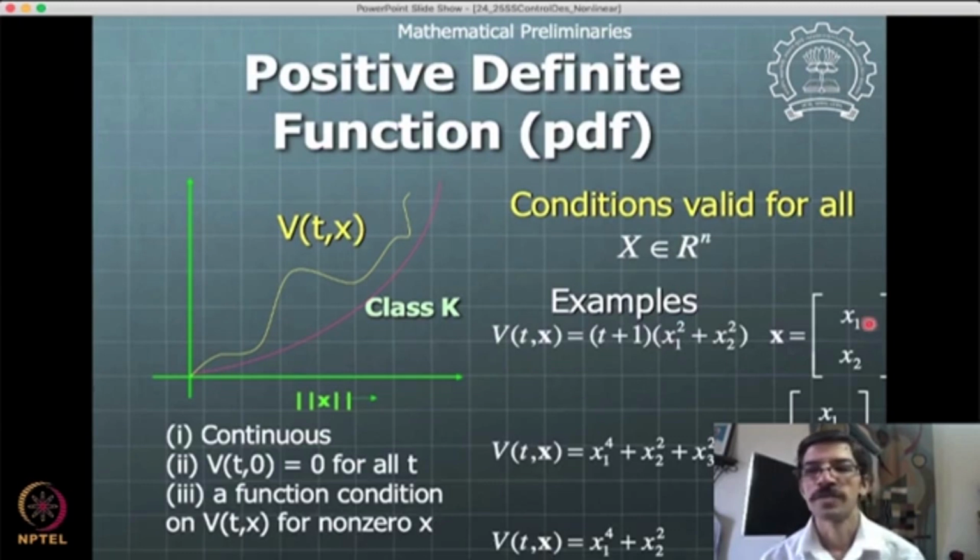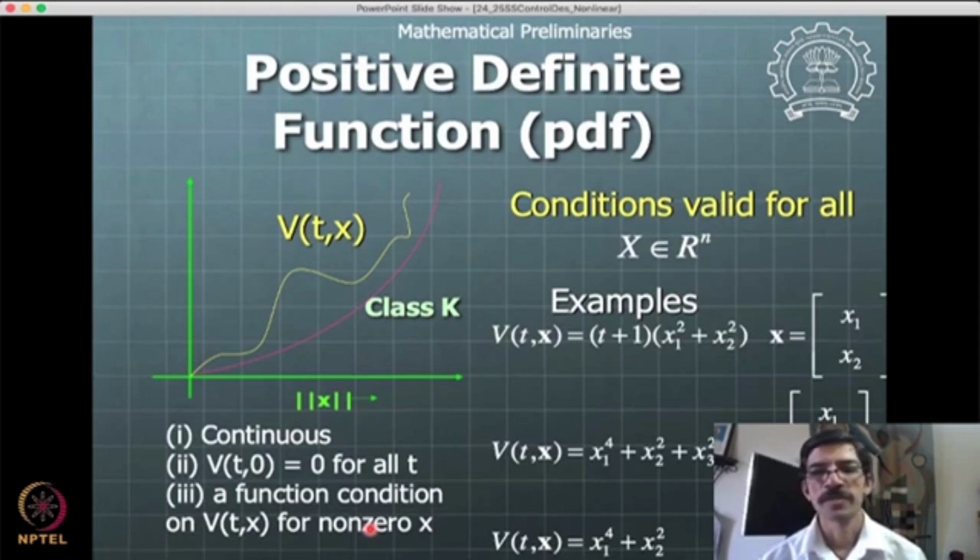So if you see this function, for example, what do you think? Just do a little bit of thinking whether this is continuous. Yes, it is continuous. If I put x equal to 0 state here, I get V equal to 0 for any time. Yes, that is valid here. Now, it is bounded from below by a class K function. Can you see that?